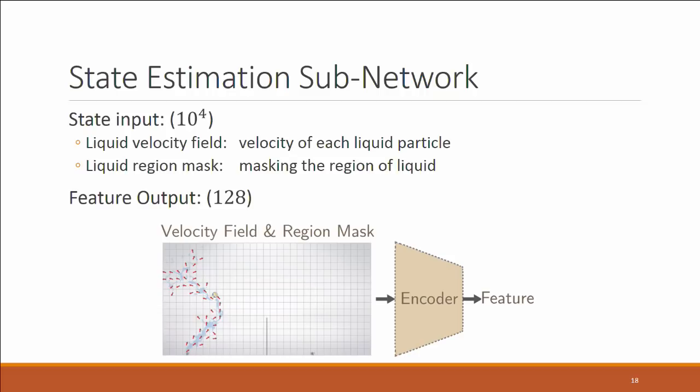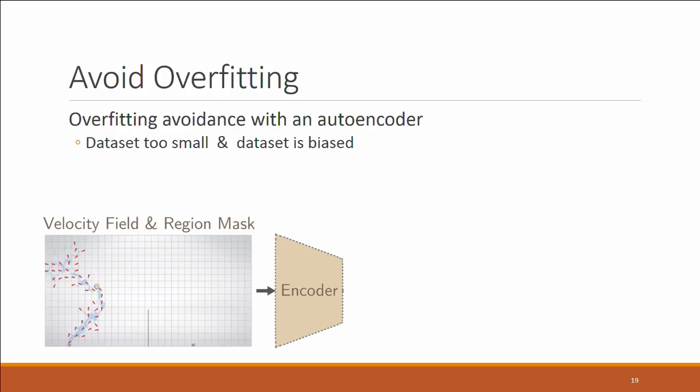The input to our state estimation net involves a liquid velocity field that encodes all the information for all the liquid particles. We also add a liquid region mask that marks the region occupied by your liquid. The output is just 128-dimensional features. This network is a fully convolutional net, just a stack of different convolution layers. We find that this encoder part actually is enough to represent the complex control skills, but it's difficult to train due to overfitting, because in a typical DRL training, the number of training samples you can experience only covers a very small subset of the entire state space. This can result in overfitting.